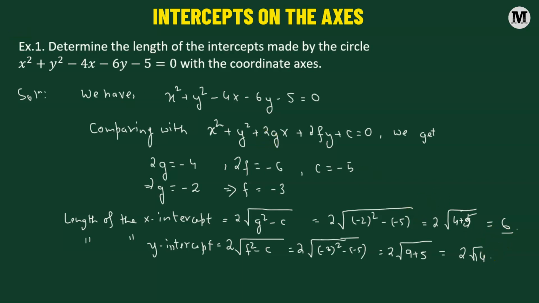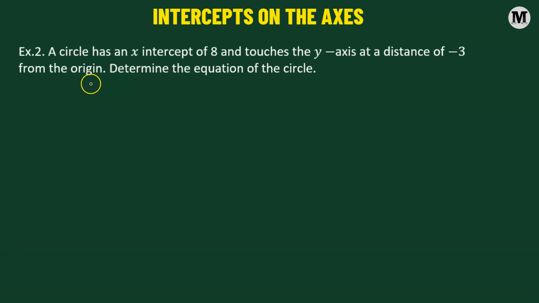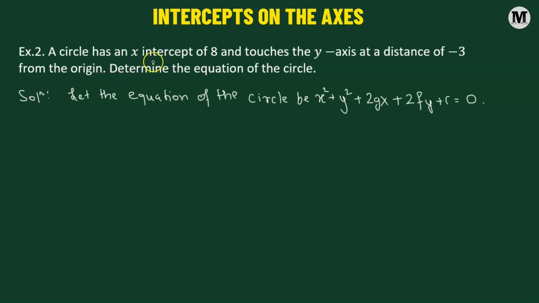Let's go to the second problem. Problem number 2. A circle has an x-intercept of 8 and touches the y-axis at the distance of negative 3 from the origin. So we need to determine the equation of the circle. Let us begin. So first we are going to consider the general equation of the circle. Now it's given in the problem that the circle has an x-intercept of 8, which means 2 times square root of g squared minus c. This is nothing but the length of the x-intercept, so it's already given that this has a value equal to 8. Let's label this as number 1. We'll come back to this in a moment.